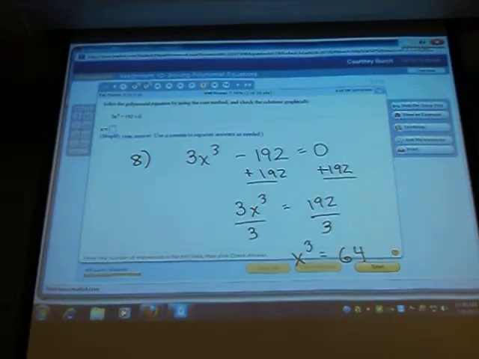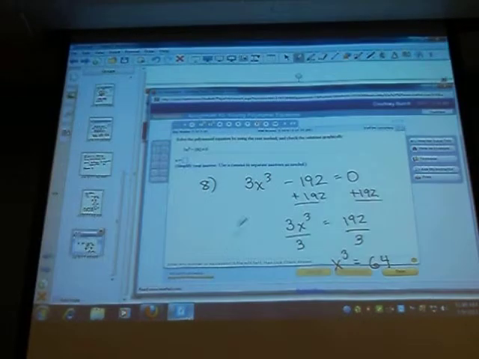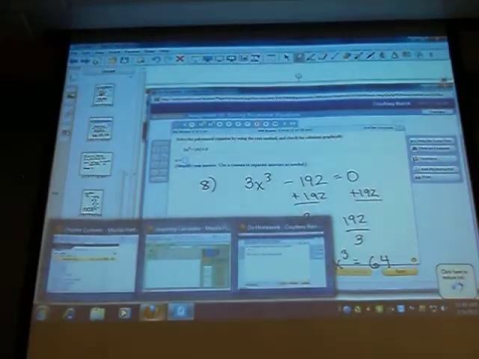Okay? Now, is 64 a perfect square? Yes. What if I'm not sure? How can I check? Try to square root it. I can try to do the third root on my calculator.